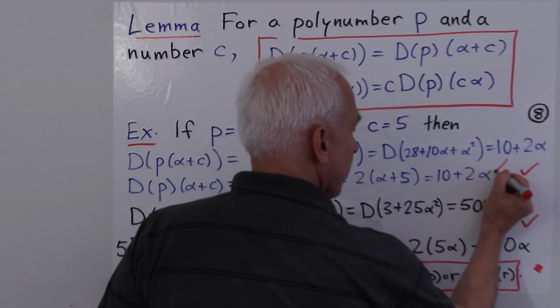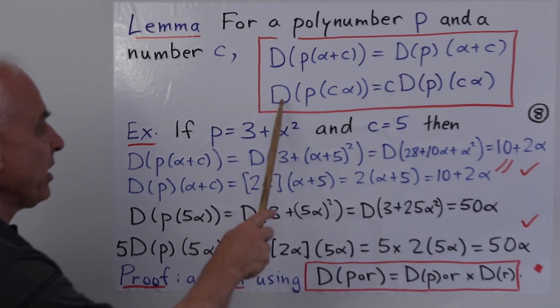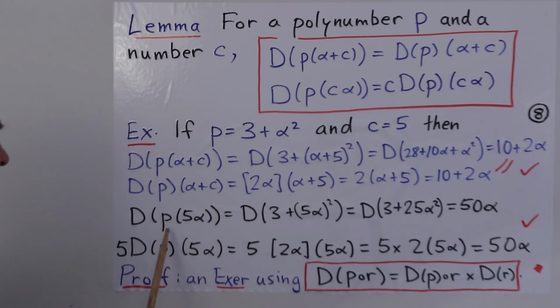These things are equal here. That's good. Okay, how about this one here? We'll use the same example. D of P of 5 alpha.